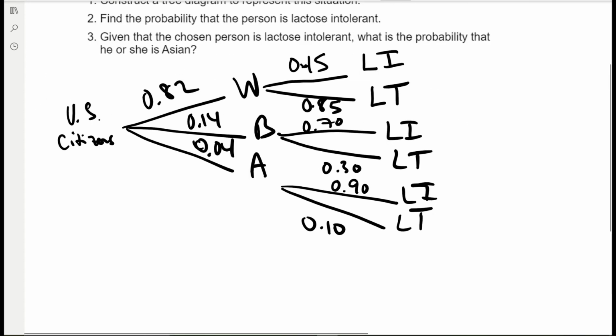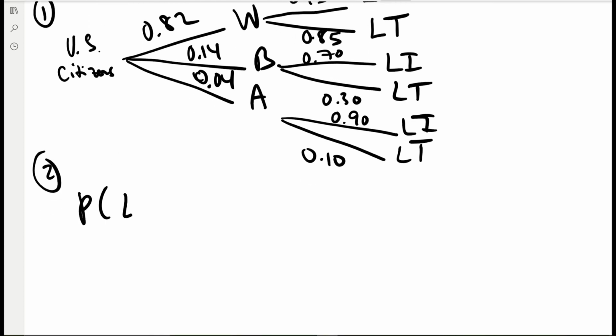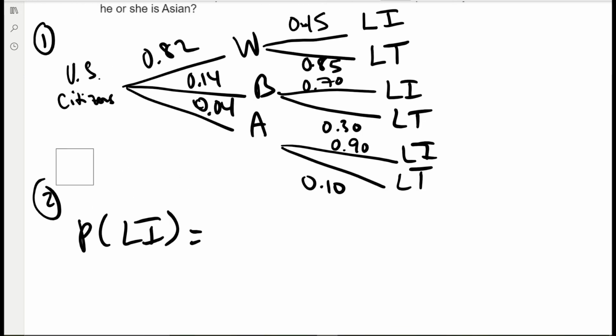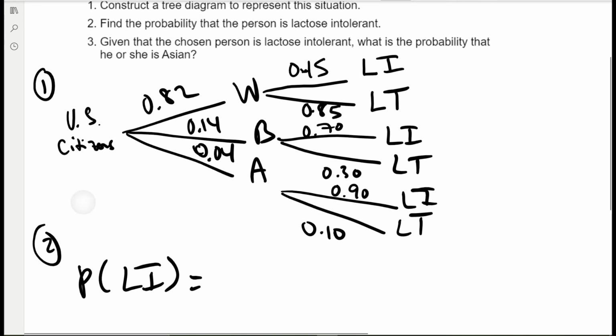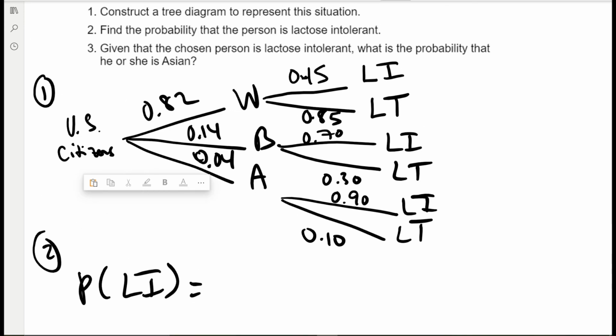All right, so we got our tree diagram for the scenario. This is number one. So now let's do number two. Find the probability that the person is lactose intolerant. That means they could be white or black or Asian and be lactose intolerant. So it could be white, lactose intolerant, or black, lactose intolerant, or Asian, lactose intolerant, and either of those would count as the probability.